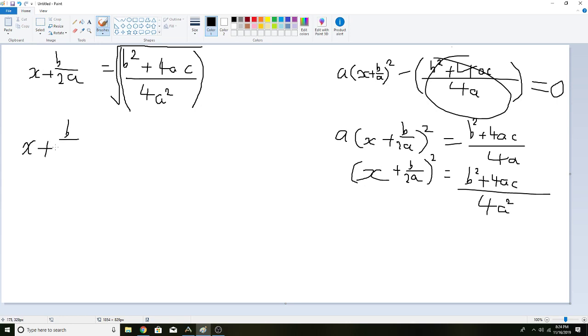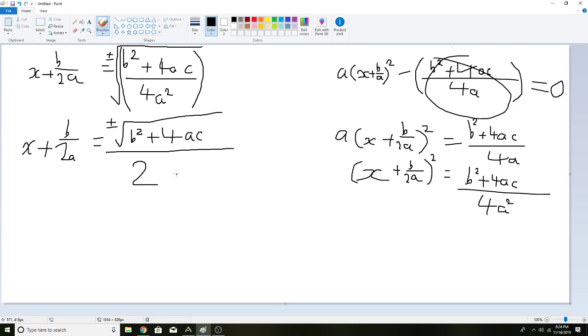X plus b over 2a, remember, not a, sorry, equals. Now, we'll leave the top bit, so this is b squared. I also remember, it's plus or minus as well. When it comes to quadratic equation, it's plus or minus because it could be a negative or it could be a positive. So b squared plus 4ac. Now divide it all by the square root of 4a squared. What's the square root of 4a squared? Well, if you square root 4, that's 2. And if you square root a, it's just a, because a times a is a squared.